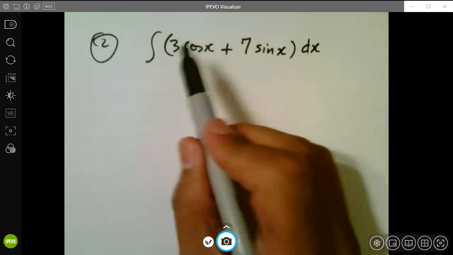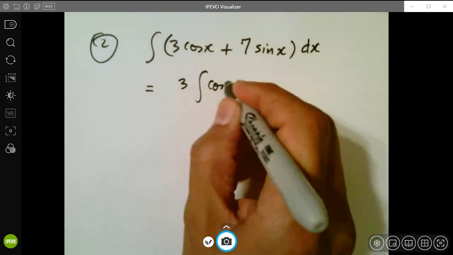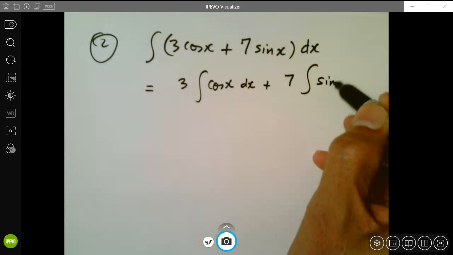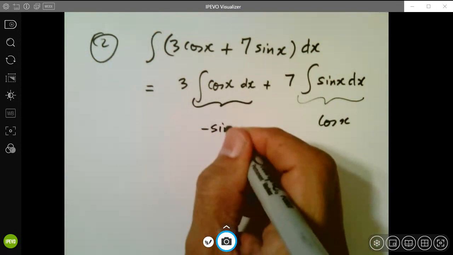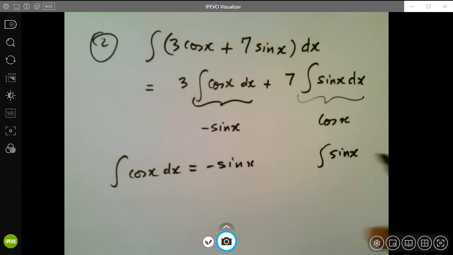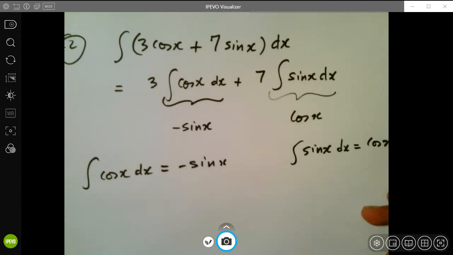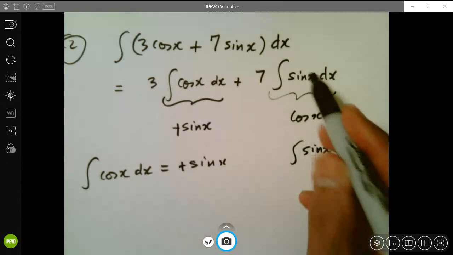Okay, we know that the derivative of sine is cosine. So this one can be done as 3 times the integral of cosine x dx plus 7 times the integral of sine x dx. It's linear. The integral of cosine is minus sine x... no, sorry, I derived this one actually. This is positive. The integral of cosine is sine, and the integral of sine is negative cosine.